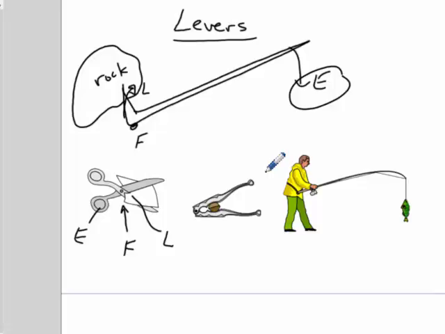There are actually 3 classes of levers. So the first class lever has the fulcrum in the middle. So that would be the fulcrum in the middle.